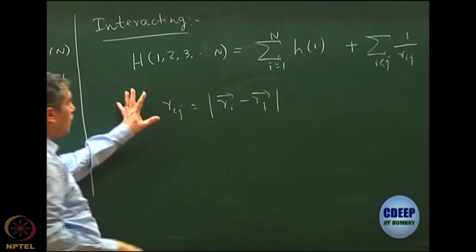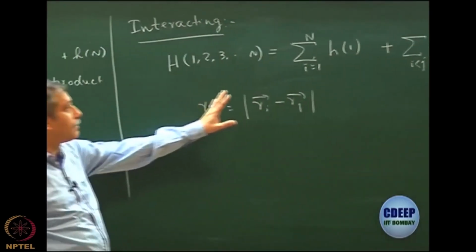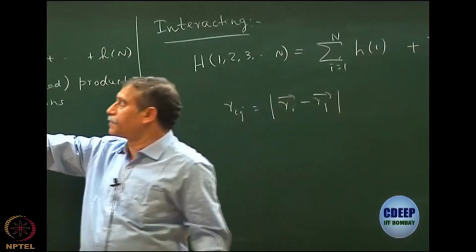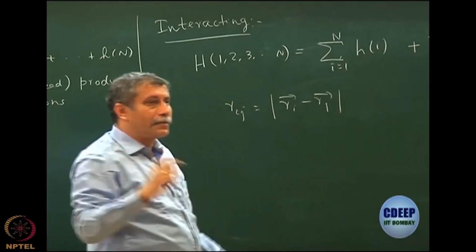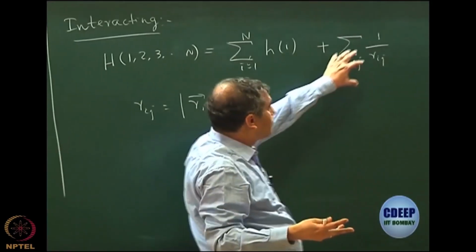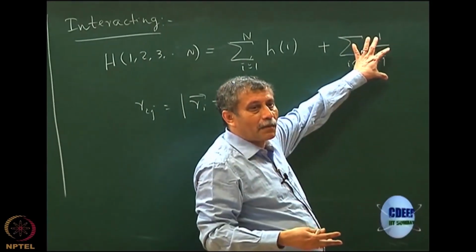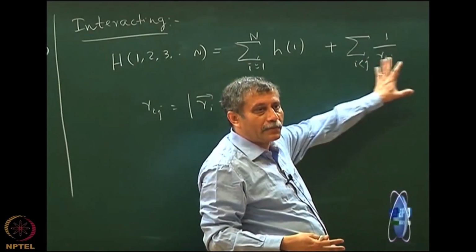This is an interacting problem, because now this problem cannot be written as a sum of n one particle problems, simply because, as I told you, this 1 by Rij term cannot be written as a sum of one particle Hamiltonians.